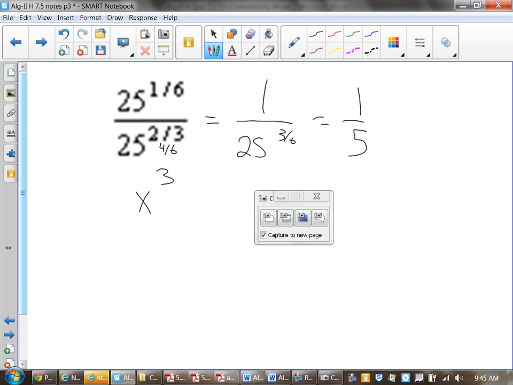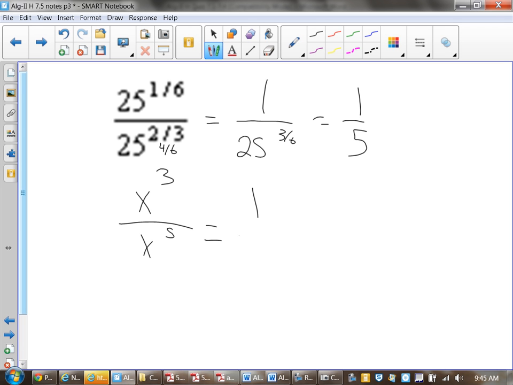If this was x cubed over x to the 5th, do they have the same base? What is it? X. Who wins in the battle, 3 or 5? 5. So when you simplify that out, you get 1 over x squared. Do you agree? Okay? So these guys have the same base. Same rules apply. And that's usually the trick that a lot of people have problems with, because it's tough to differentiate between variables and numbers because you're not accustomed to it. That's why I kept saying the same base, just follow your exponent rules.